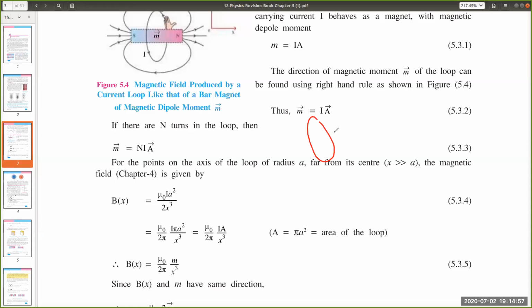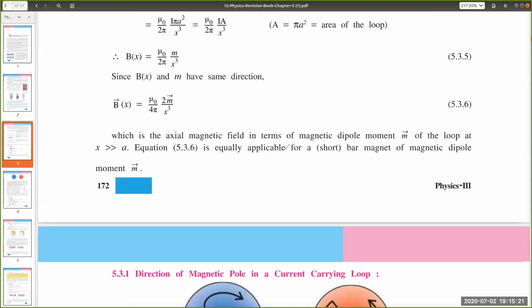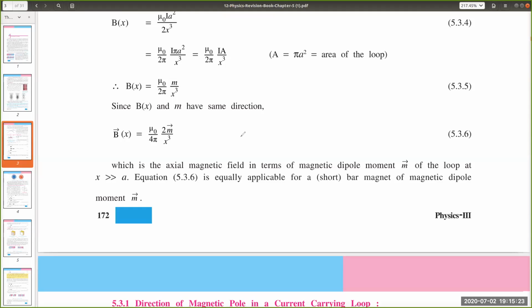That means if you can write the magnetic field from a circular loop in terms of mu naught by 2 pi, m by x cube, this can be treated like a magnetic dipole. Understood? The whole loop acts like a magnet, right? Everyone understood? So therefore a loop can be treated as a magnetic dipole. So this is what you have to write: B at a distance of x is mu naught by 4 pi, 2m by x cube.